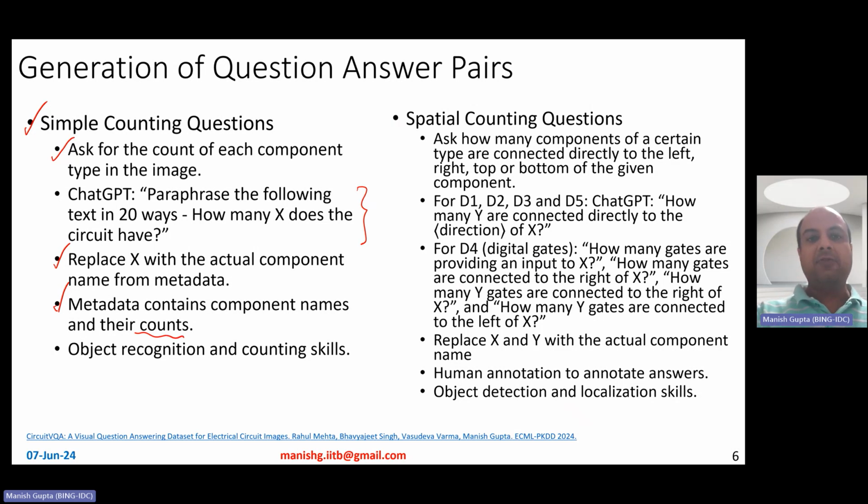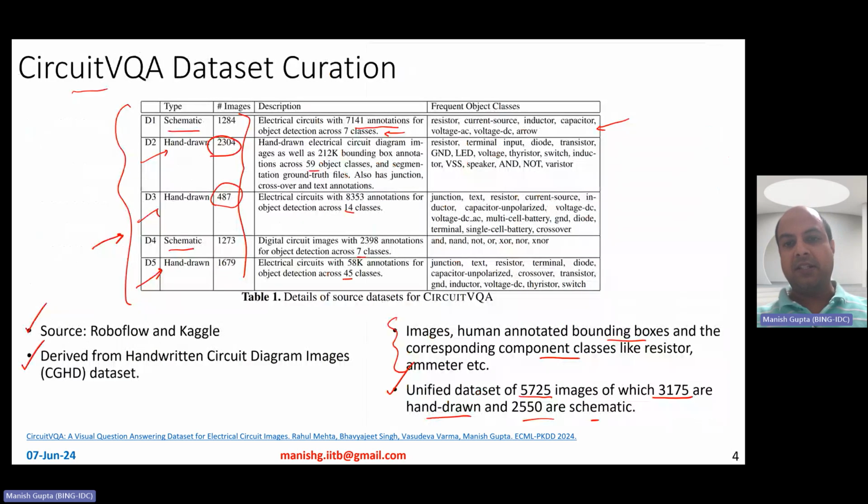Okay, and these kinds of questions, when you build a VLM, a vision and language model, are going to test whether the model has object recognition and counting skills or not. Okay. Spatial counting questions ask how many components of a certain type are connected directly to the left, right, top, or bottom of another component. Okay. Now there are multiple data sets, and an interesting part about these data sets: this data set is on digital logic only.